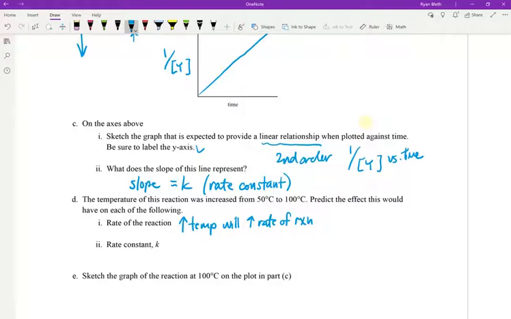If all the particles are moving faster on average, which is what temperature is, an expression of their average velocity, then you'll have more particles that are colliding with sufficient energy for the reaction to occur. So you're right, your rate of reaction will go up.